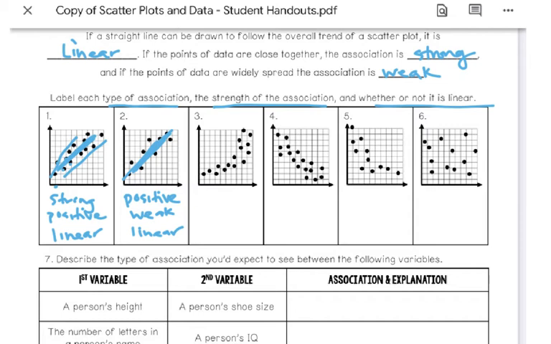On number 3, it kind of has a curvy line, right? We've talked about nonlinear relationships a little bit. So if we look at that, we need to think about that type of association. Is it positive or negative? Well, it's trending upward, so we would say that is positive. As one is increasing overall, the other set of data is also increasing.